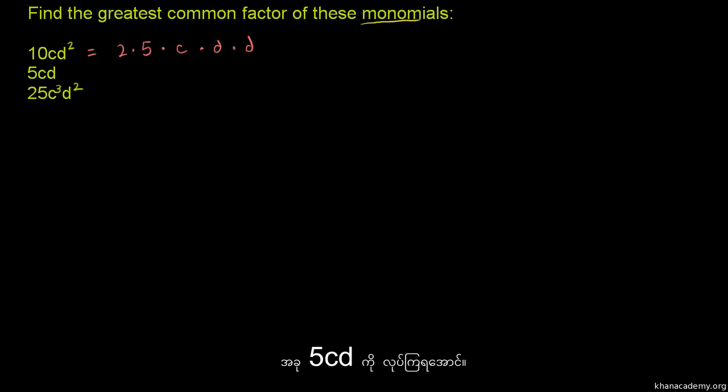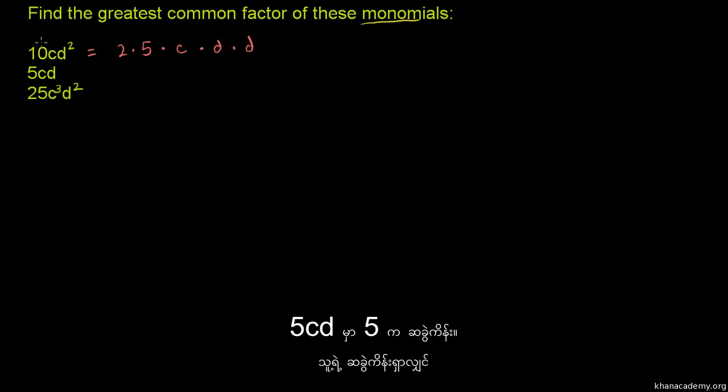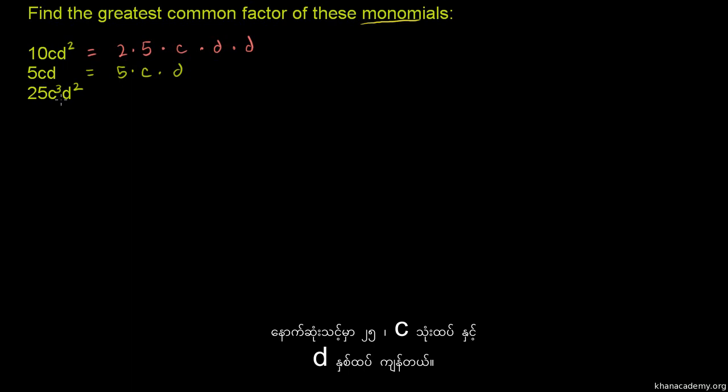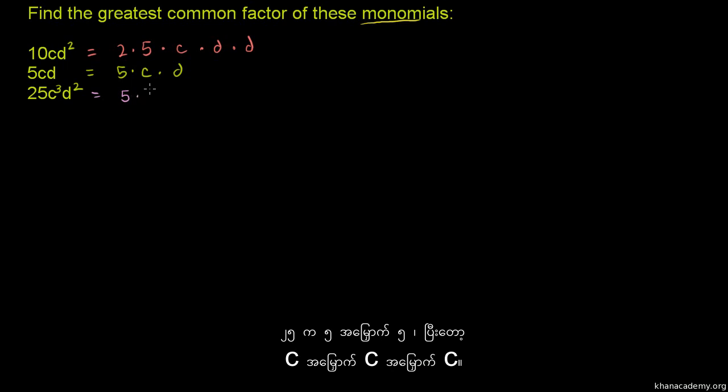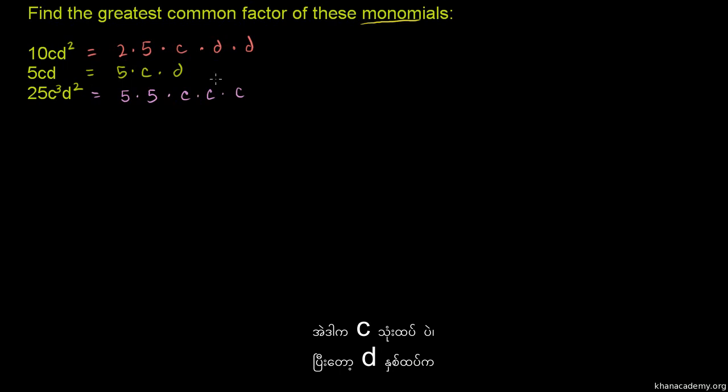Now let's do 5cd. Well, 5 is prime, so its prime factorization is literally just 5. C, you can't break that down anymore. That's just a c, and then times a d. So we really didn't do anything to this expression right there. And then finally, you have 25 c to the third d squared. Well, 25 is 5 times 5. And then we have times c times c times c. That's what c to the third is. And then we have times d squared, times d times d.